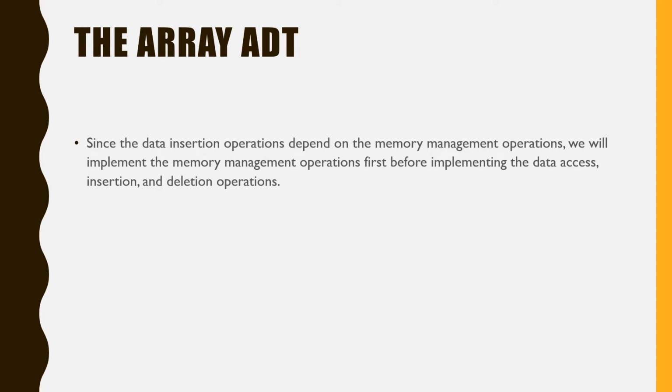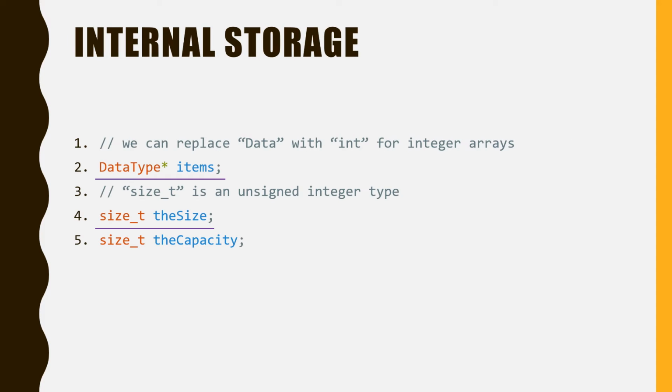Since some of the fundamental operations, such as insertion, depend on the memory management operations, we will first implement the memory management operations before the data access, insertion, and deletion operations. Let's begin with the internal storage of the data. We have 3 major variables. The first one, also the most important one, is the set of continuous memory blocks we use to hold the data elements. We call it items here.